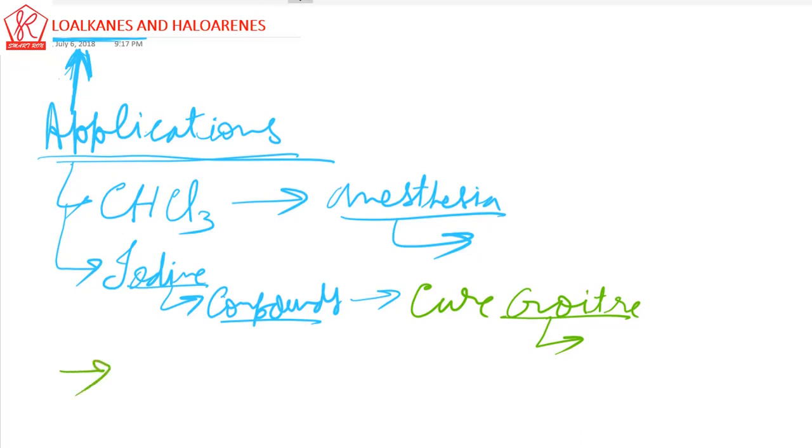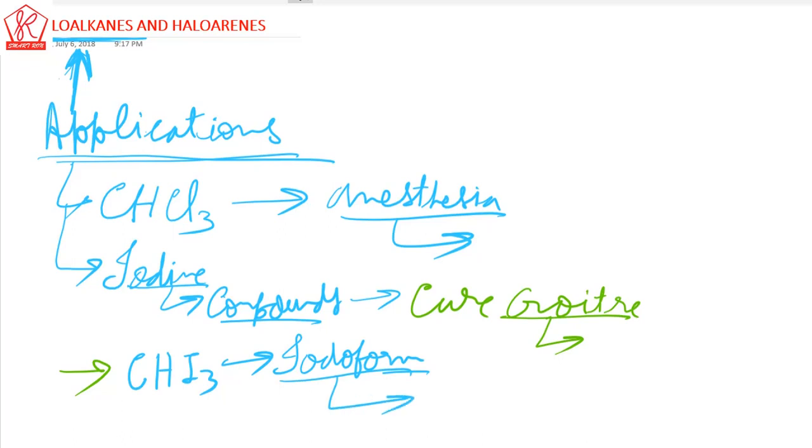Now moving on to the next application, that is triiodomethane, that is CHI3. So CHI3 is used as a disinfectant. It is also known as iodoform, that is triiodomethane. This is used as a disinfectant. So what is a disinfectant? A disinfectant is a chemical which is used to kill bacteria.